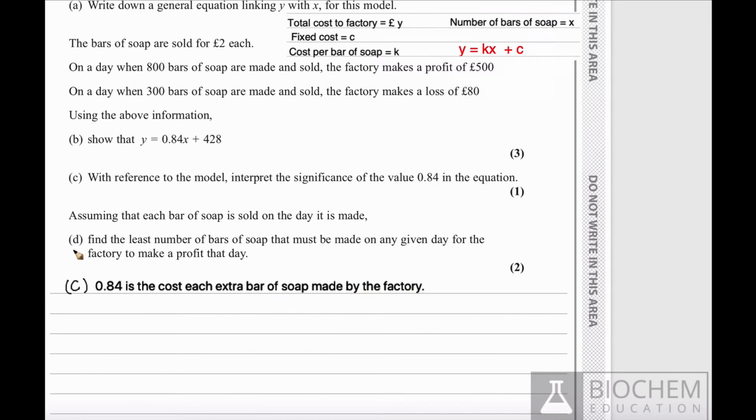factory. Part D. Assuming that each bar of soap is sold on the day it is made, find the number of bars of soap that must be made on any given day for the factory to make a profit that day. In other words, what is the minimum number of soap bars that need to be sold in order for the revenue to equal the cost?